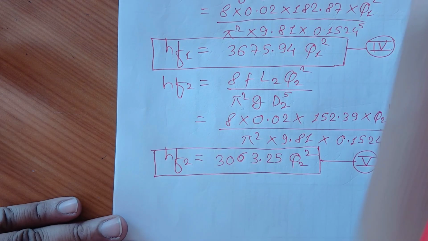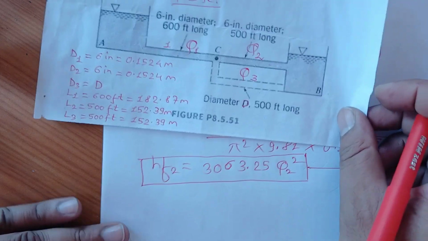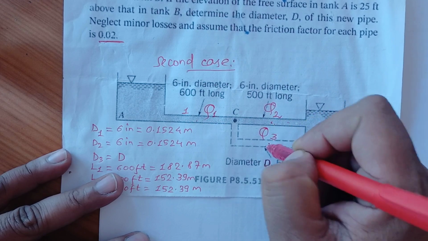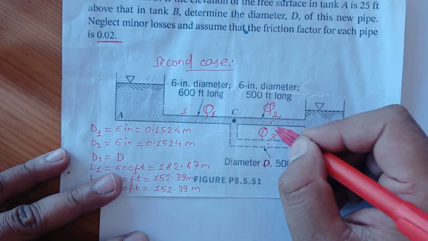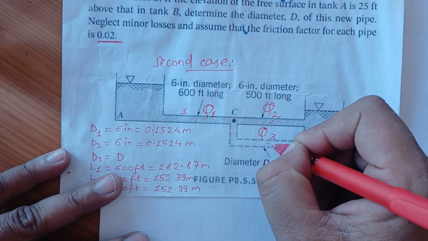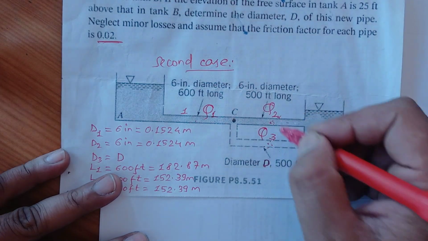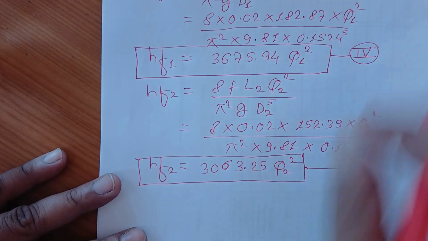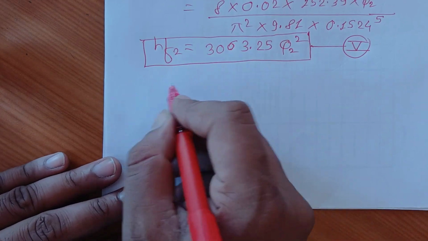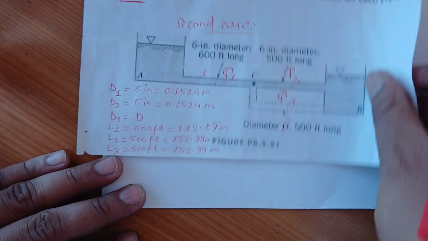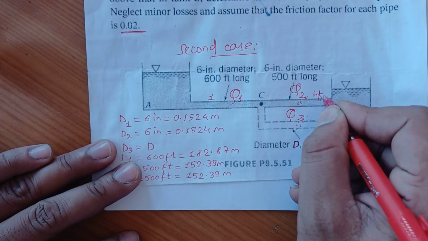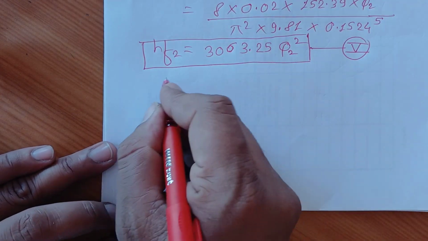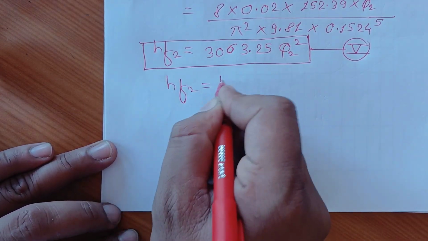That is, let's apply the parallel pipeline head loss concept to this pipeline 2 and this pipeline 3. You can equate the head loss of this pipeline, HF2 is equal to HF3. Okay, let's equate this head loss to get some equations. You know that the head loss of this pipeline HF2 is equal to HF3 in the parallel pipeline system. So HF2 is equal to HF3.